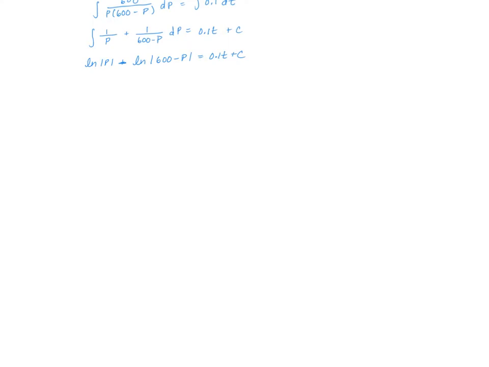That's kind of long. Remember, my goal is to solve for p, and I've got p within both absolute values. So instead, I'm going to use properties of logs and bring this together as p over 600 minus p in the absolute values. So now I just have one natural log. And then I'm going to take the exponent e on both sides, so exponentiate both sides. When I do this, this becomes the absolute value of p over 600 minus p equal to e to the 0.1t plus c.